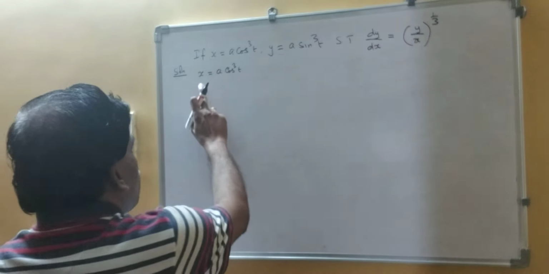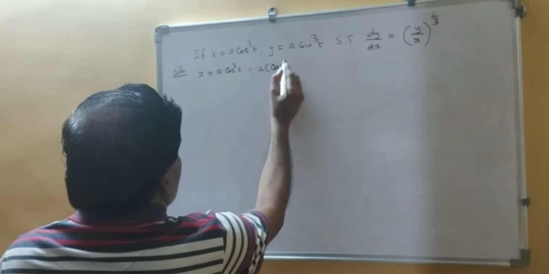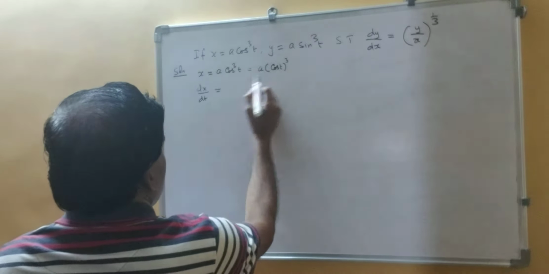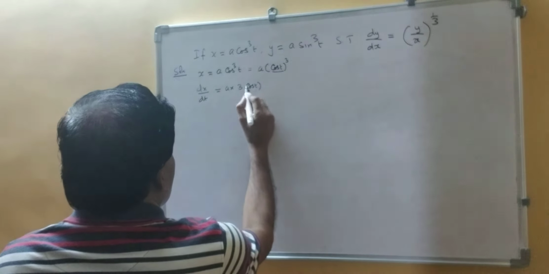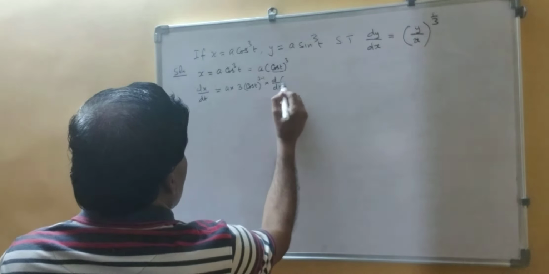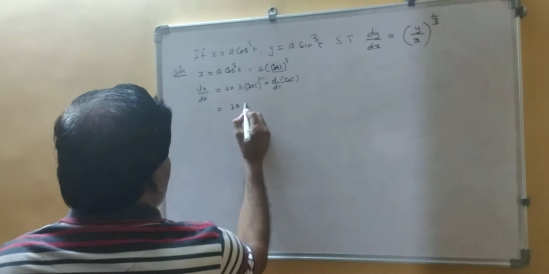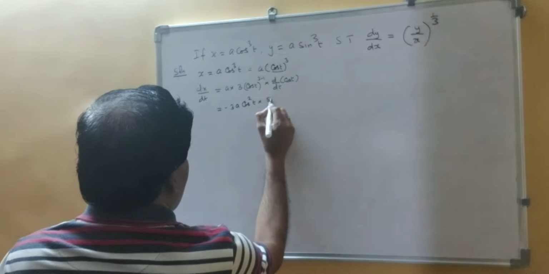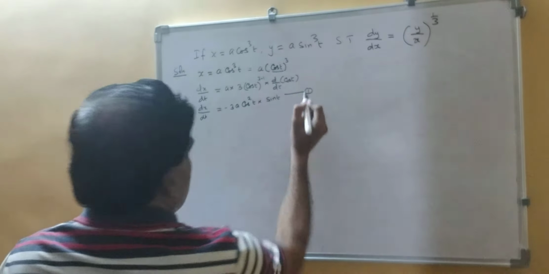Okay, very simple. First we will write x = a cos³t, that means a into (cos t) the whole cube. So dx/dt = a into, by the x to the power n formula, 3 into cos²t (3 minus 1) into the derivative of cos t. So it is equal to 3a cos²t into, what is the derivative of cos t? Minus sin t. Okay, so you have got dx/dt.